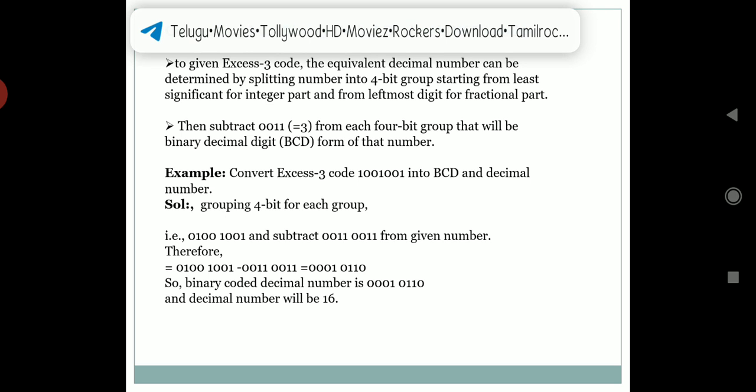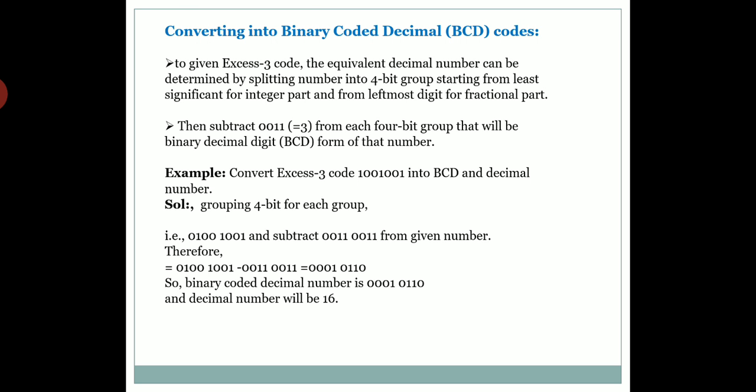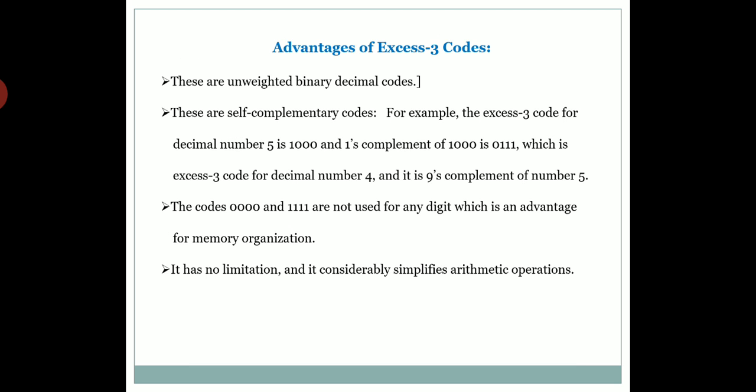That means that in this example we can observe the XS3 code is split into 4-bit groups, and then we subtract the XS3 value from the given number, and then we get the BCD decimal equivalent.